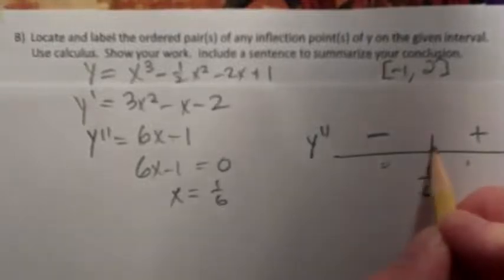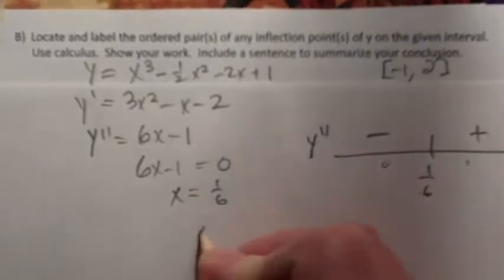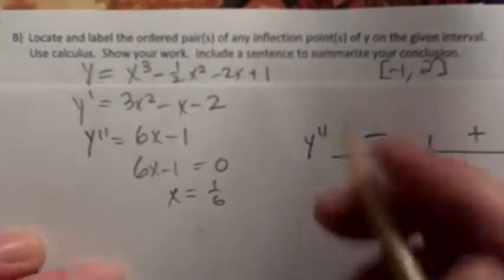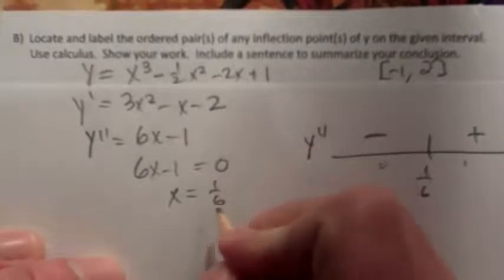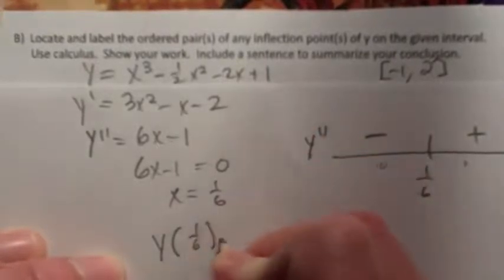Because y double prime, now we can tell, changes signs when x is 1/6, that would give us the x coordinate of a point of inflection for y. To get the y coordinate, we plug 1/6 back into the original.